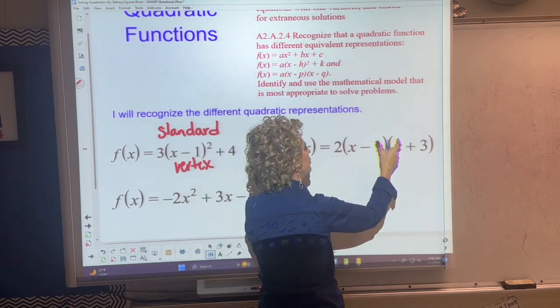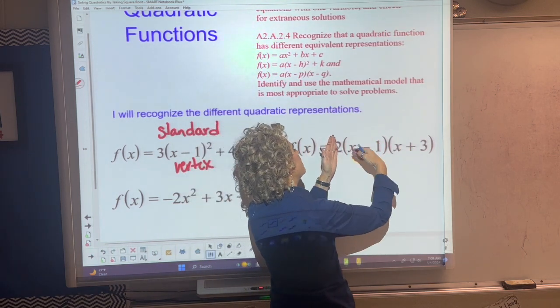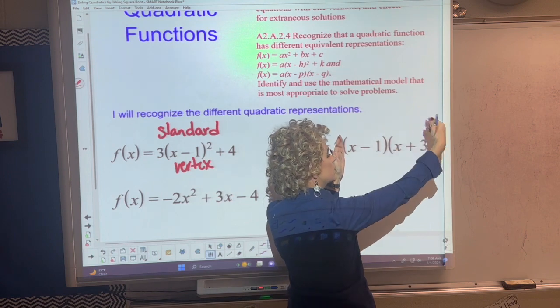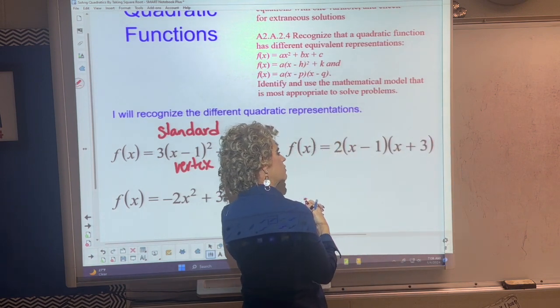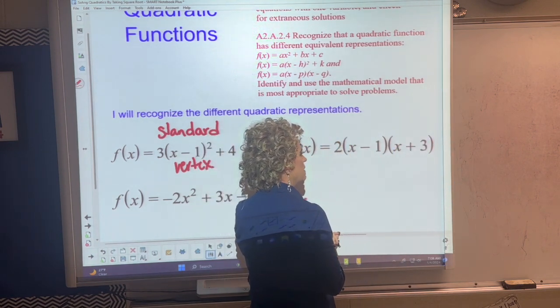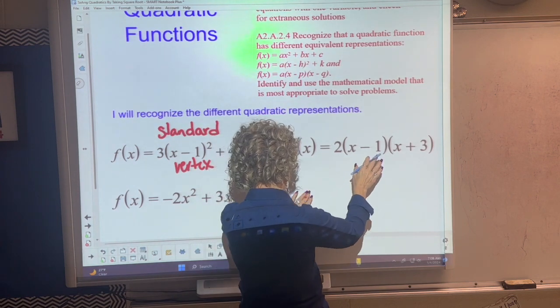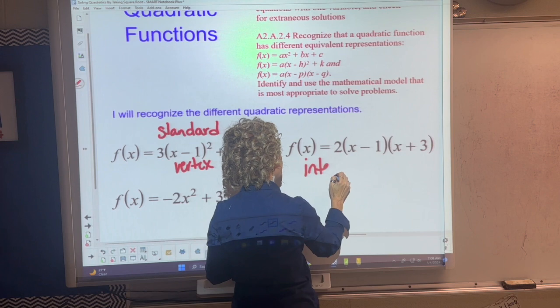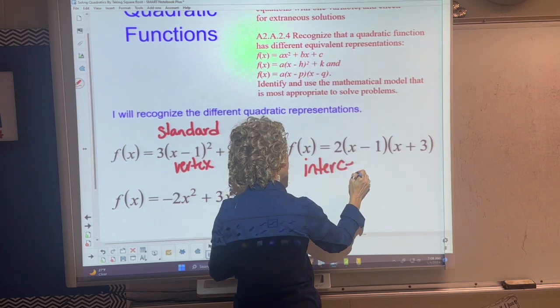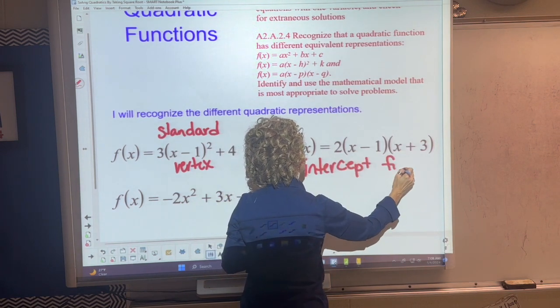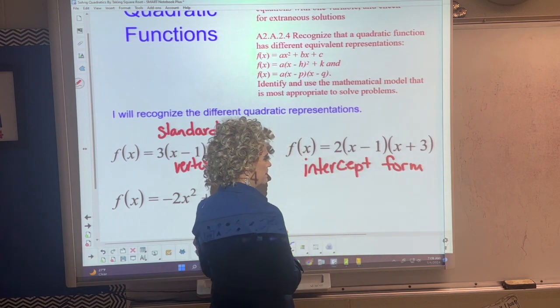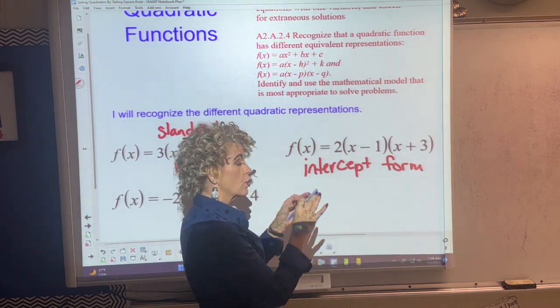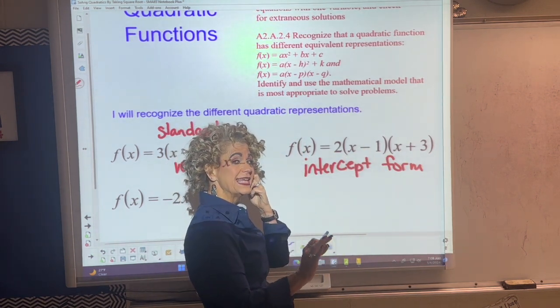Now, after standard form, I have right here. Notice we have two things multiplied together. If I FOILed this out, I would have x times x, which is x squared. That's how I know it's my quadratic. This particular form is called the intercept form. Now, specifically, it's our x-intercepts.